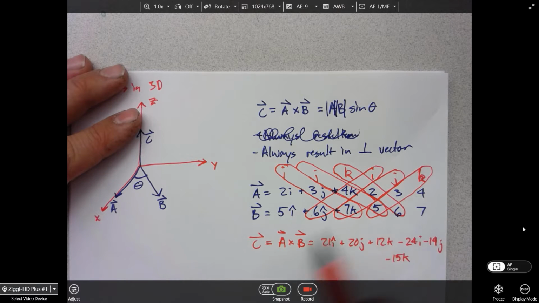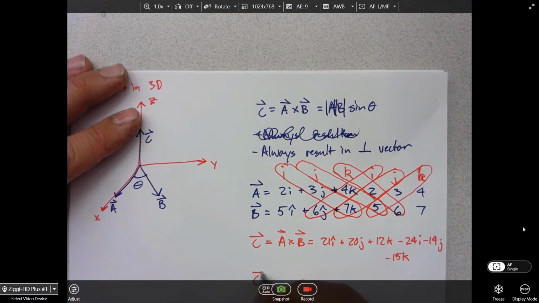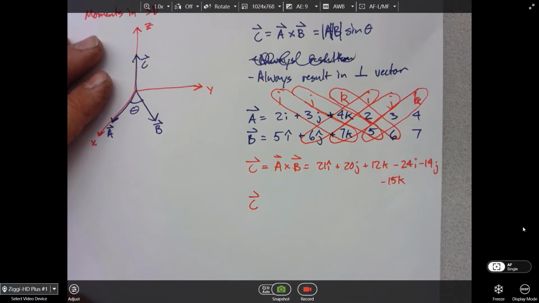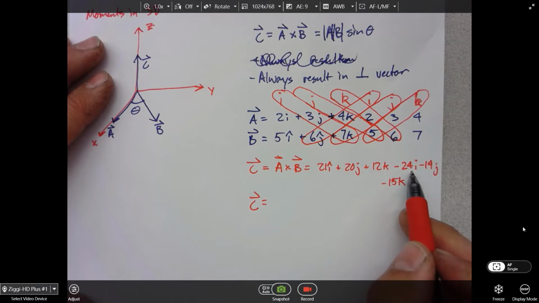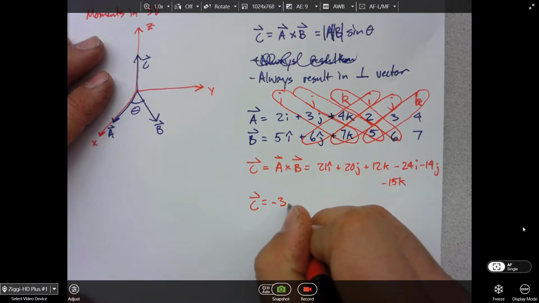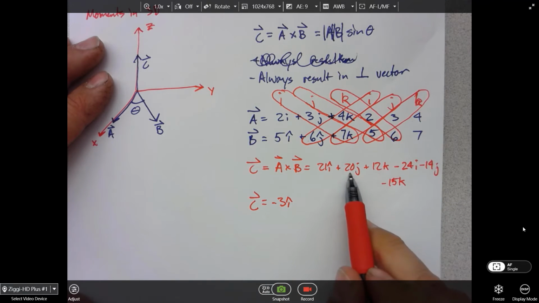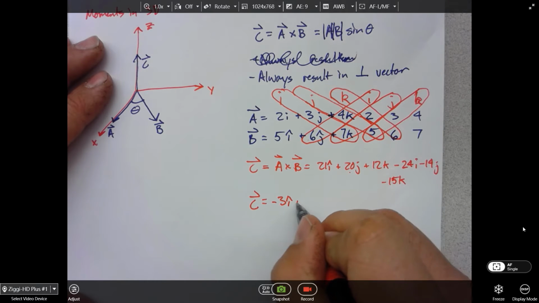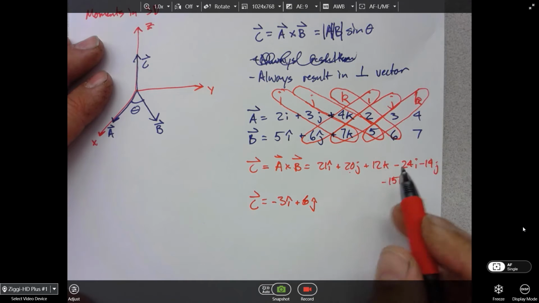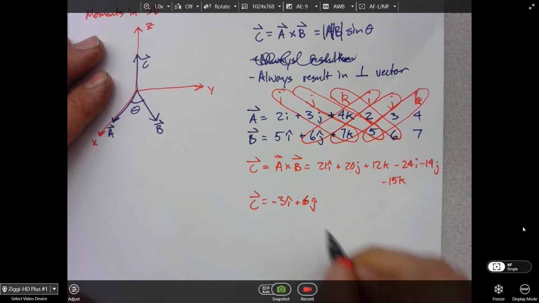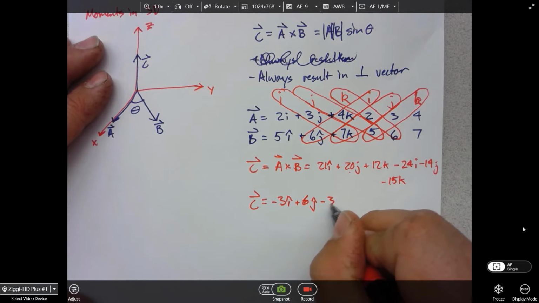I put that all together, so my cross product of A cross B is going to be 21i minus 24i, that gives me negative 3i. 20j minus 14j gives me plus 6j. And 12k minus 15k is negative 3k.